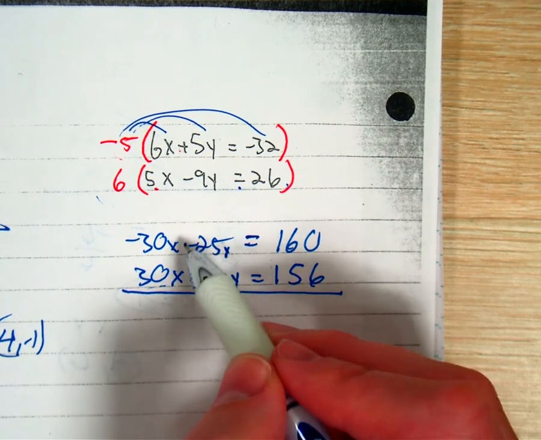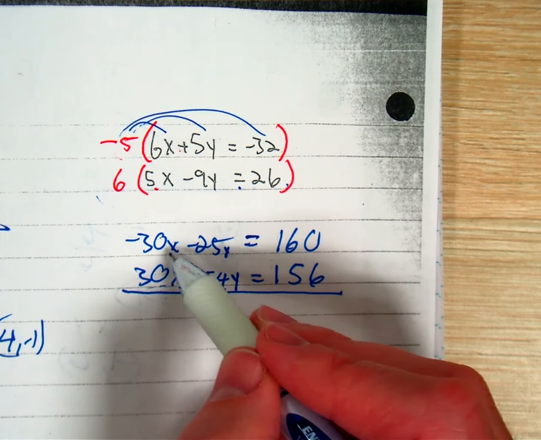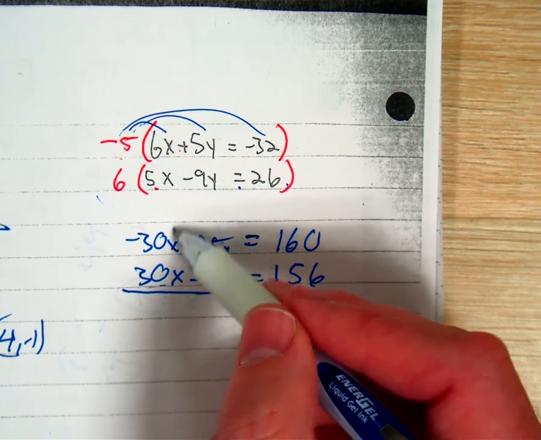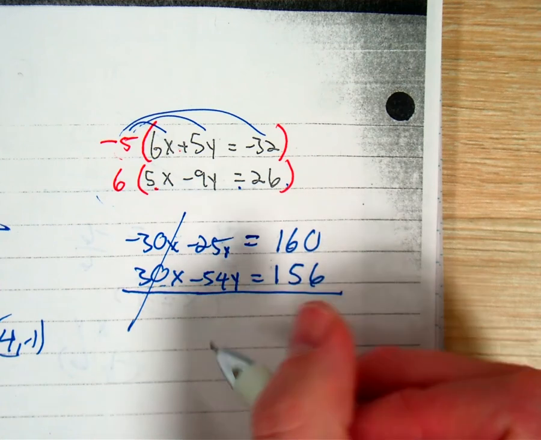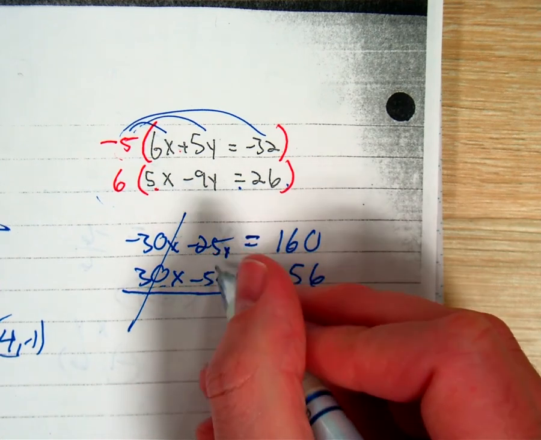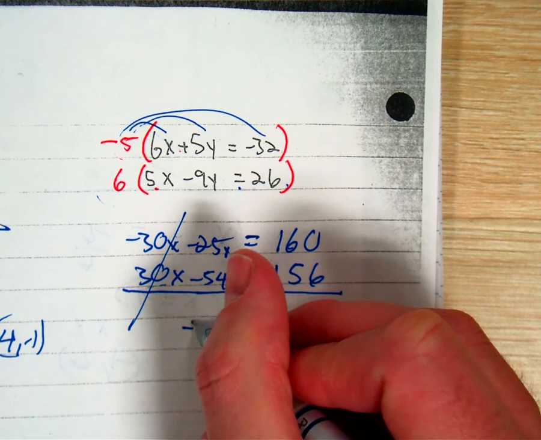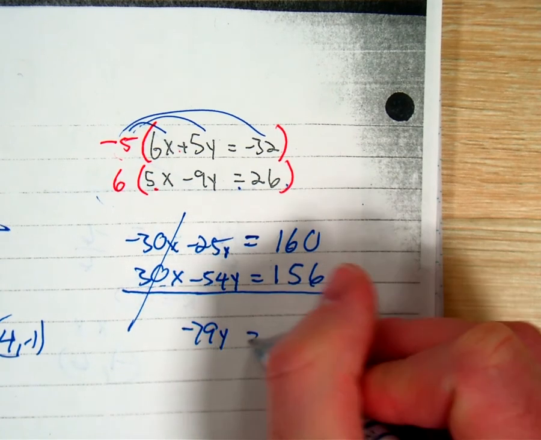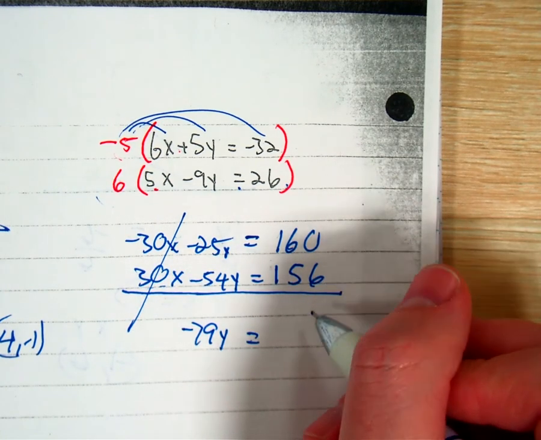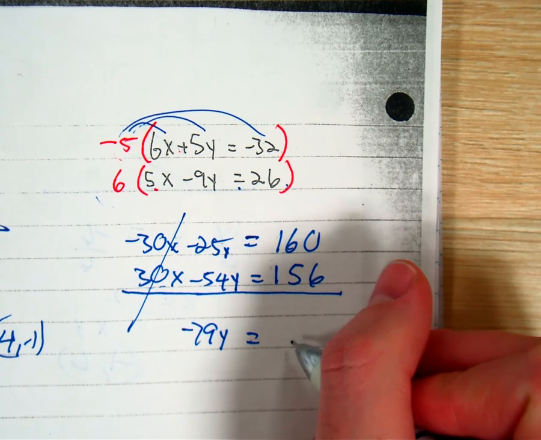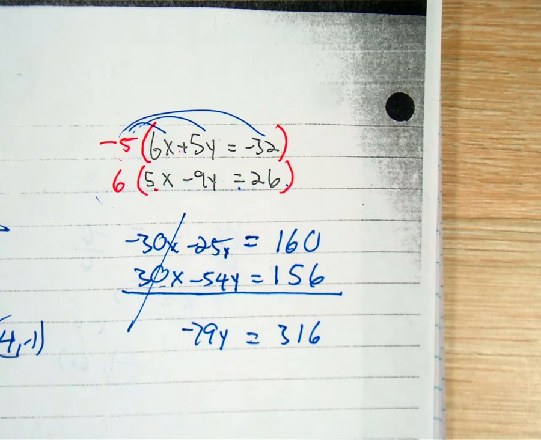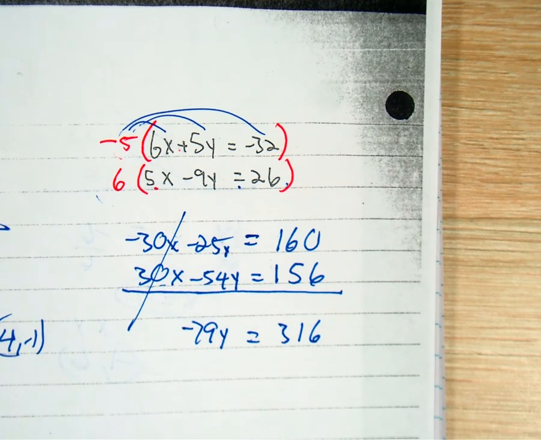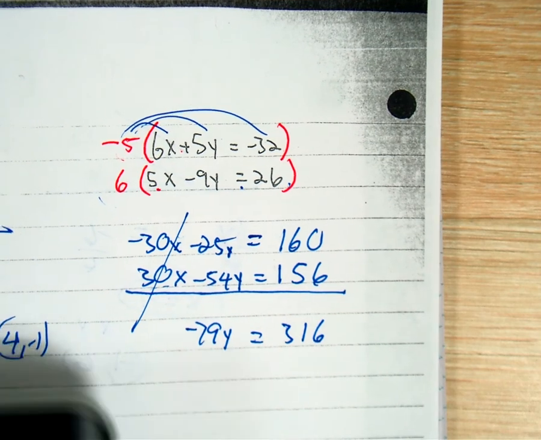Okay, so our whole point of that was to get the x's to cancel out. Negative 30x, positive 30x, when they add down, they cancel out. Boom. Okay, the y's adding down, negative 79y. Ooh. And this is going to be 316. Now, moment of truth. Did Mr. Handke make a mistake somewhere along the line?